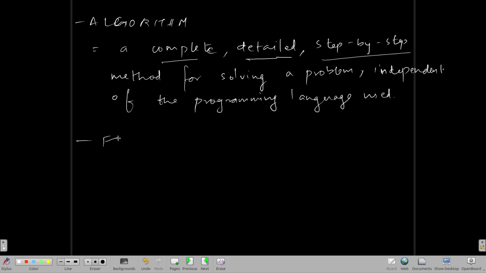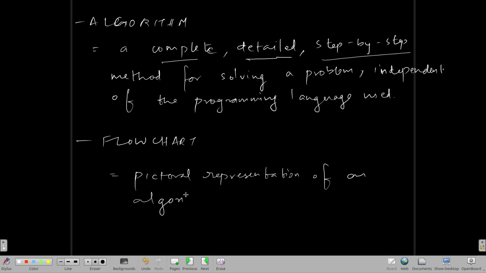Now, coming to a flow chart, it is just a pictorial representation of an algorithm. Right. So both of these, algorithm and flowchart, are tools used by the developer or the programmer for solving a problem, and they are used to lay out a detailed logic for solving the problems.